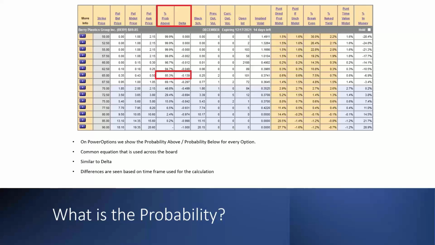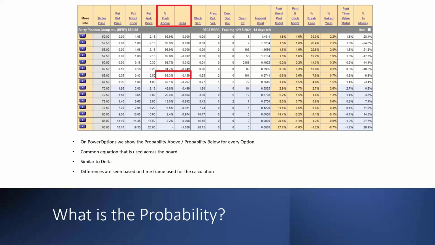Now the delta is a put, so it's showing as a negative delta, slightly out of the money, of about 0.14. So adding those two together, 14 delta to an 85% probability, we're almost at 100, right? They're very similar. An 85.3% probability above equates to a delta of around minus 0.15, a little bit lower.